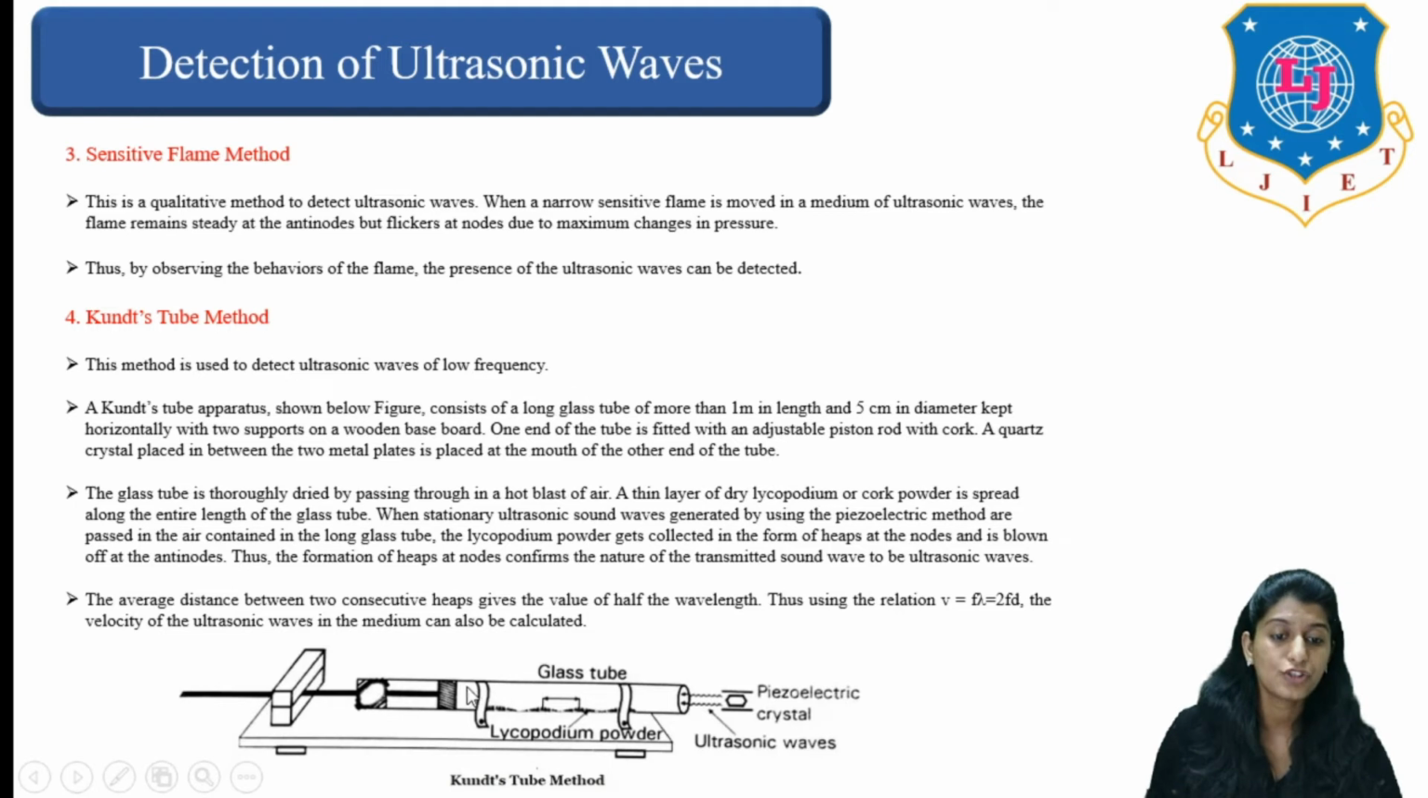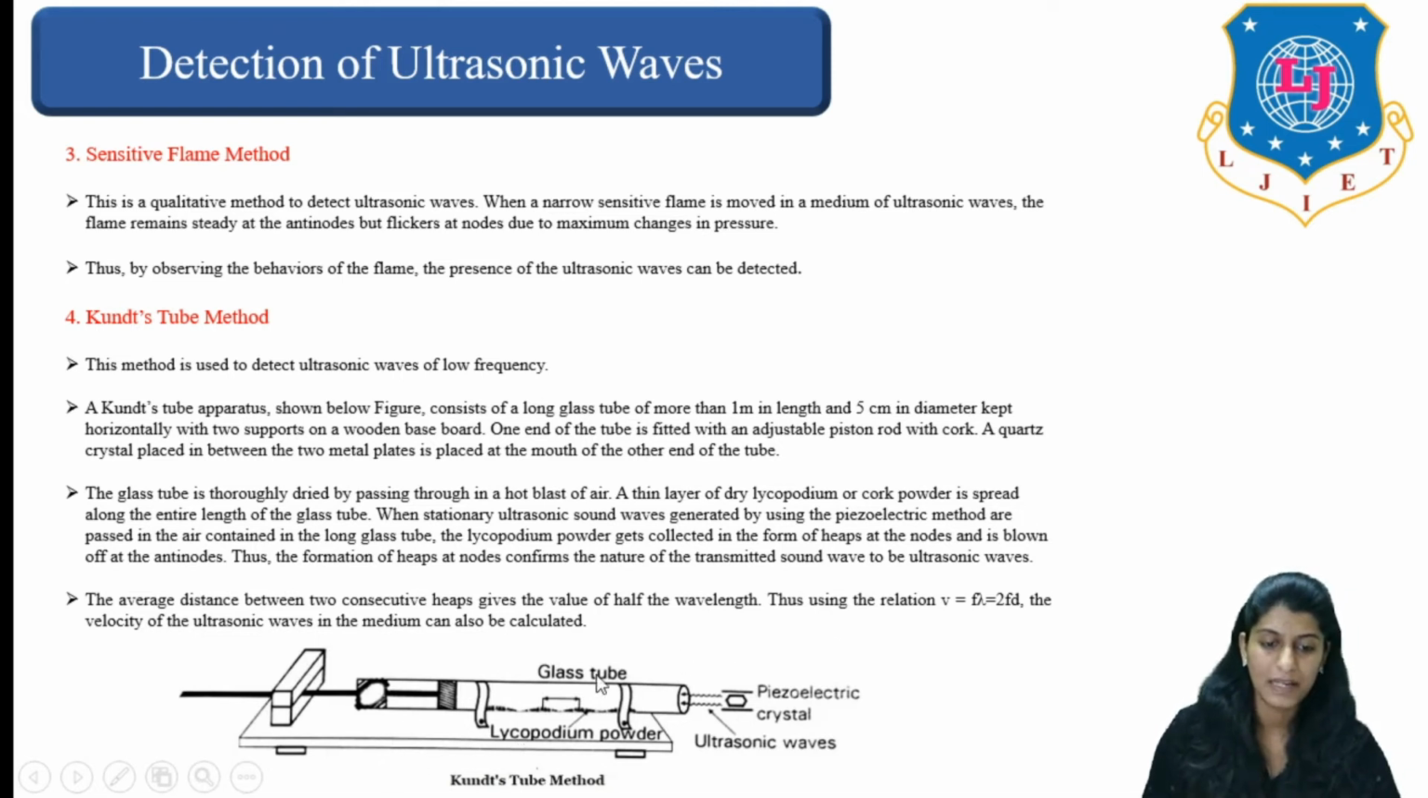Now it consists of a long glass tube, as you can see here, which is around 1 meter in length and 5 centimeter in diameter, right? It will be kept horizontally with 2 supports. As you can see here, one support is this one and another one is this support. So with the help of these 2 supports, we are keeping it horizontal on a wooden base.